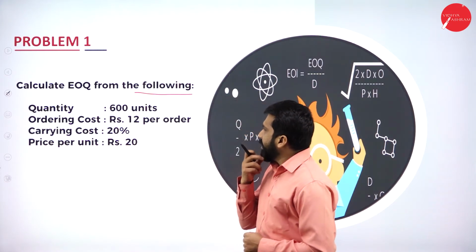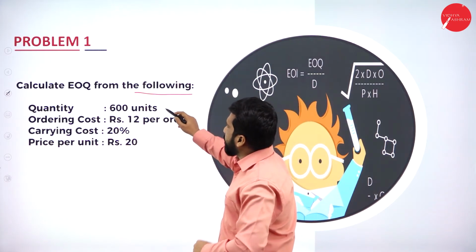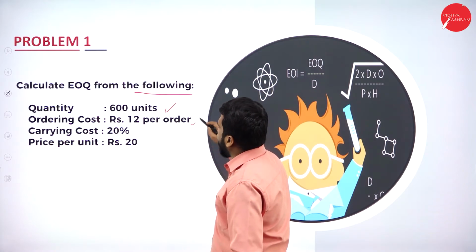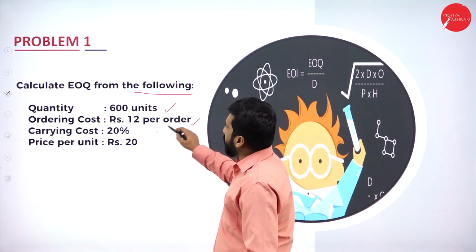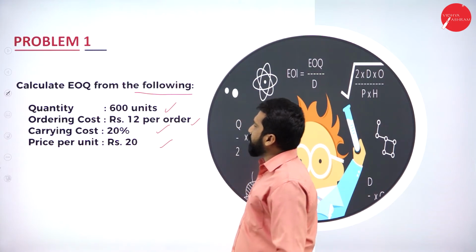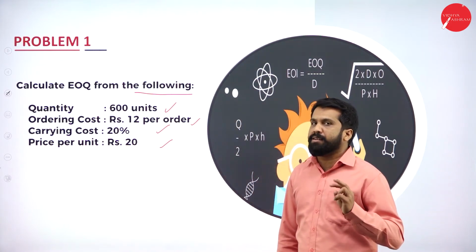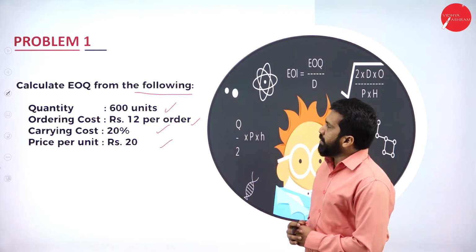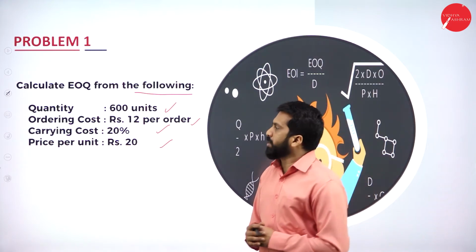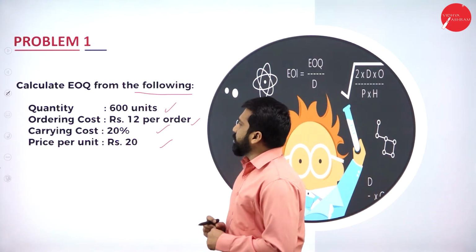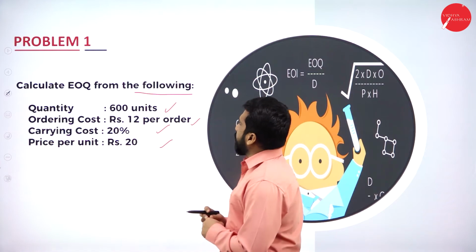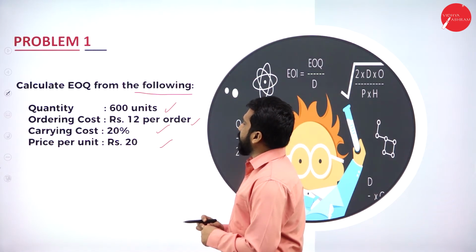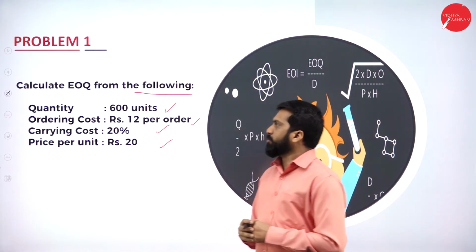Now, quantity, it is 600 units. Ordering cost, 12 per order. Carrying cost, 20%. And price per unit, it is 20. Now, quantity, it is 600 units. Ordering cost, it is 12 per order. Carrying cost, it is 20% and price per unit is 20.